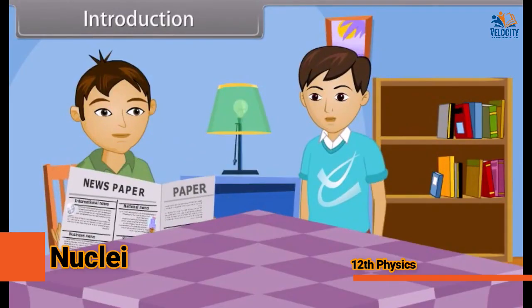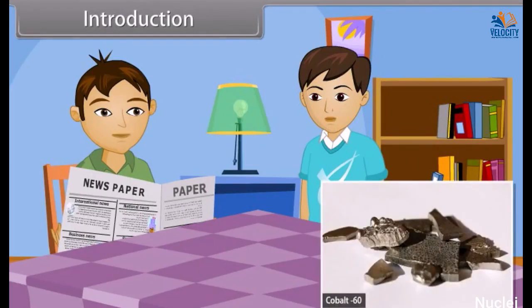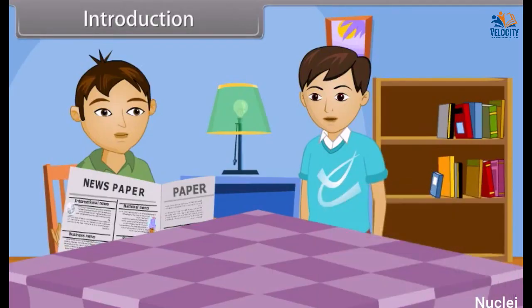Hi Rohit, what are you doing? Did you read the news of cobalt-60? No, what happened? The radioactive material cobalt-60 was found in Mayapuri, Delhi West. I don't know. And what is radioactive material? It is a kind of material which emits radiation which is harmful for life.